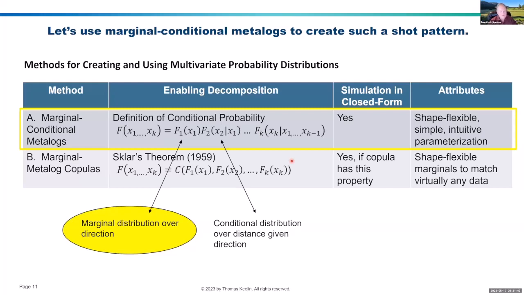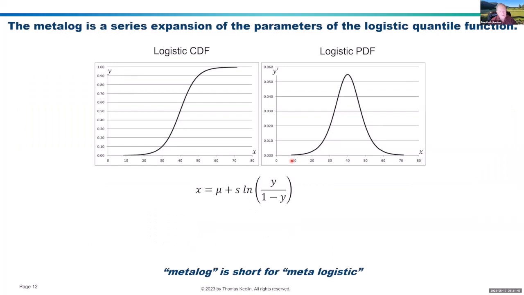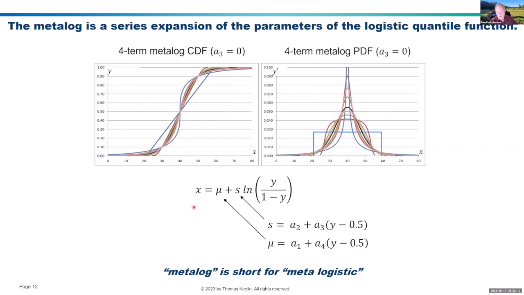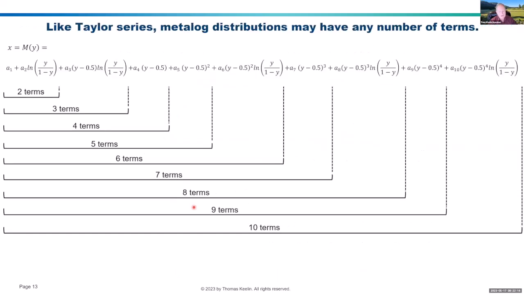For this, I'm simply going to use a Metalog distribution, and I'm going to do a very quick review of what the Metalog distribution is for those of you that may not be familiar. Metalog is short for metalogistic. Here is the equation, X as a function of probability Y, of the logistic distribution. The Metalog is simply a series expansion that gives you lots of shape flexibility of these mu and S parameters of the logistic distribution. And like a Taylor series, a Metalog distribution can have any number of terms.